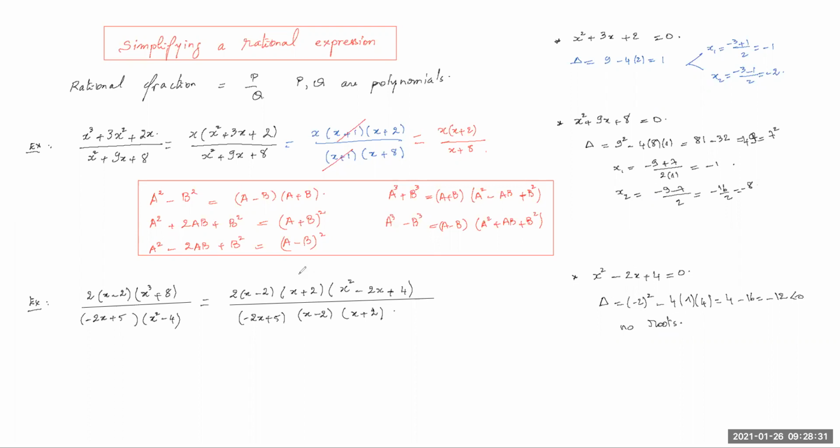And now we can simplify. I see I have x minus 2 with x minus 2, and x plus 2 with x plus 2. So the simplified expression, my final answer, will be x squared times (x squared minus 2x plus 4) over (minus 2x plus 5). So this is how we use factorization.